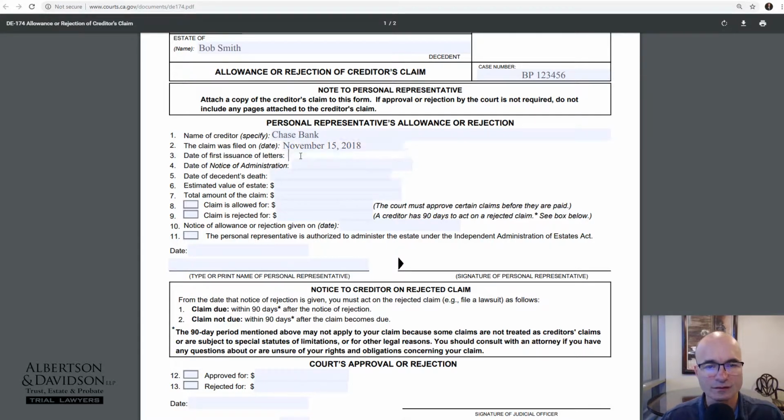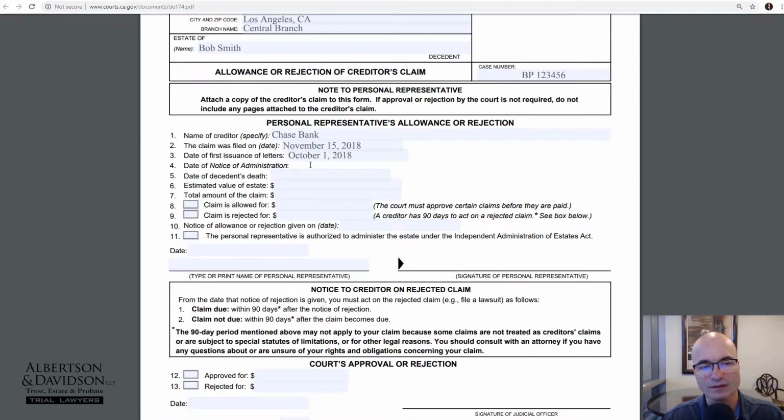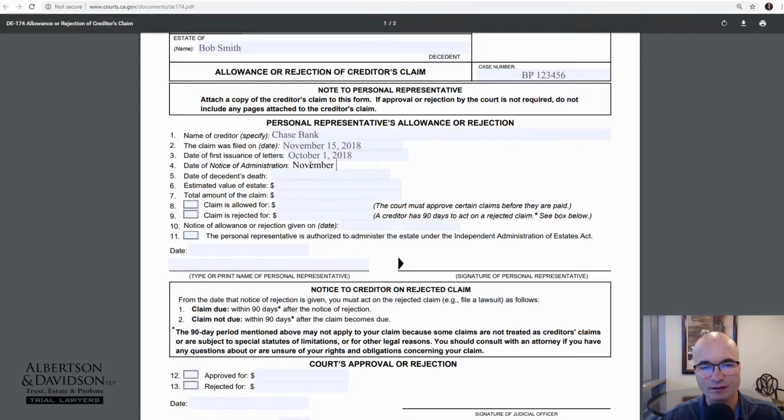Date of first issuance of letters. So the court wants to know, was the claim that you're about to accept or reject timely? Okay, date of notice of administration, that's the first form we looked at. If you remember, we were serving that on November 1, and the court wants to know whether or not this creditor's claim came within 60 days of number 4, the date of notice of administration. And then you can put the date of decedent's death. We'll just keep the first on everything because it makes it easy.